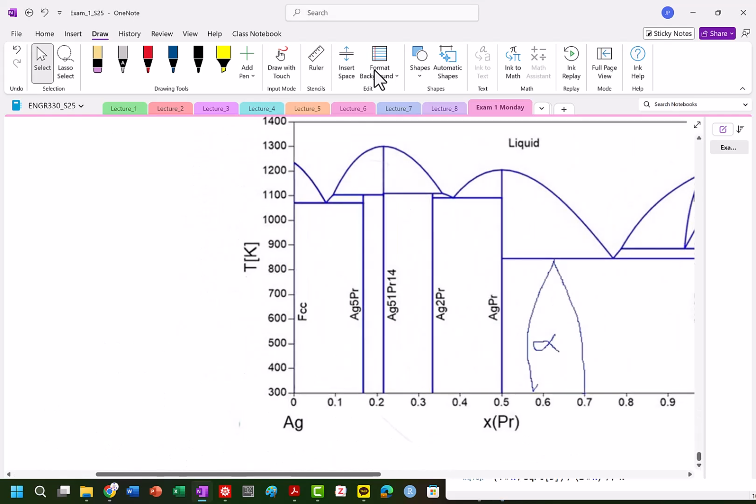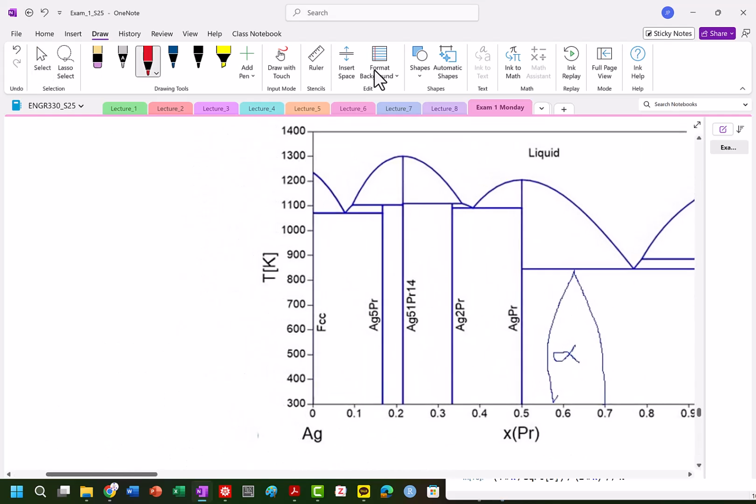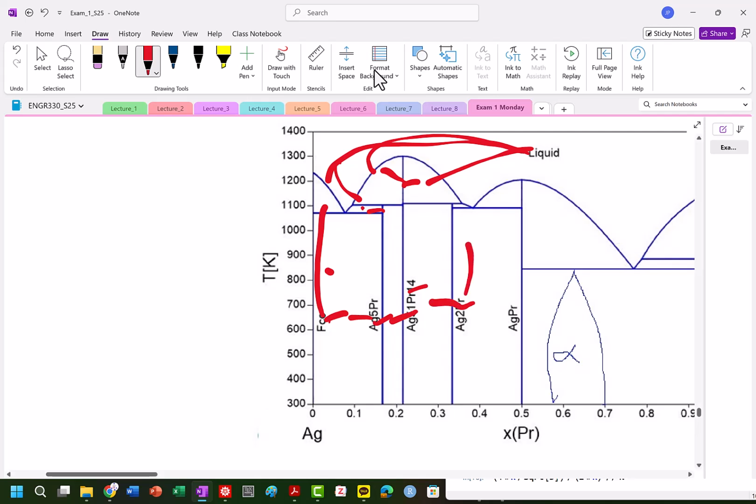All right, so let's go and get into identifying the phases in this phase diagram. This phase, this plus this plus liquid, liquid plus this phase plus liquid here. In this little section, it's going to be this plus liquid. Here, it's going to be this plus this. Here, it's going to be this plus this. Here, it's going to be this plus liquid. Here, it'll be liquid plus this phase right here.